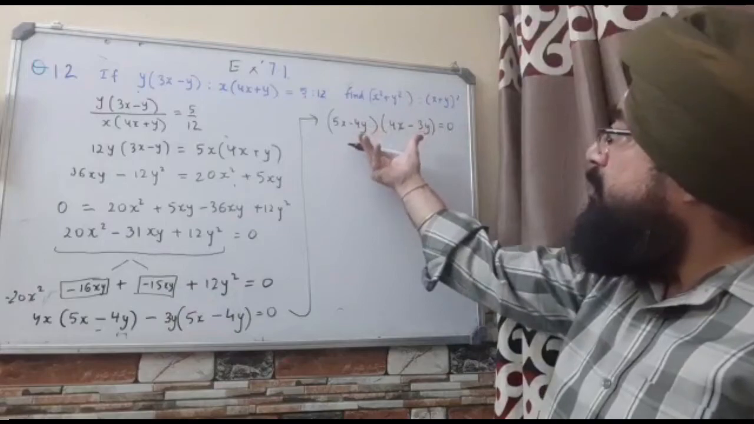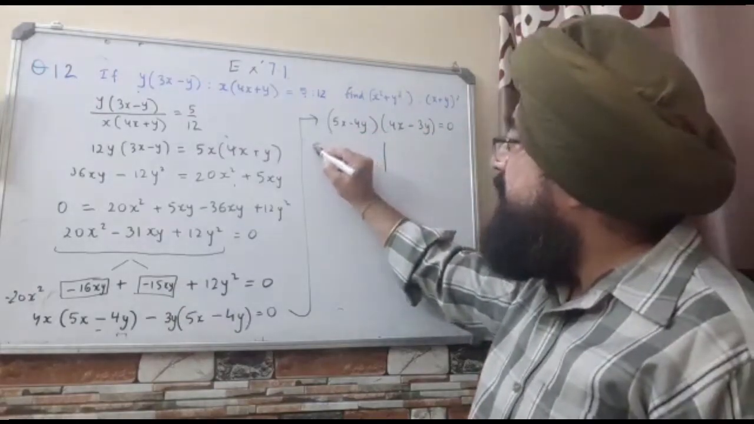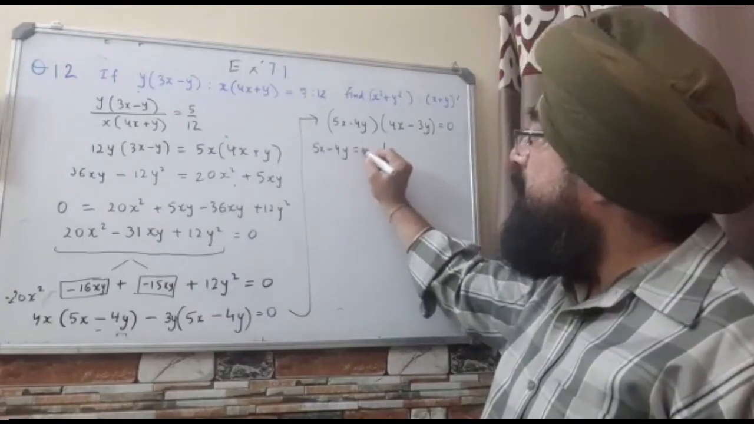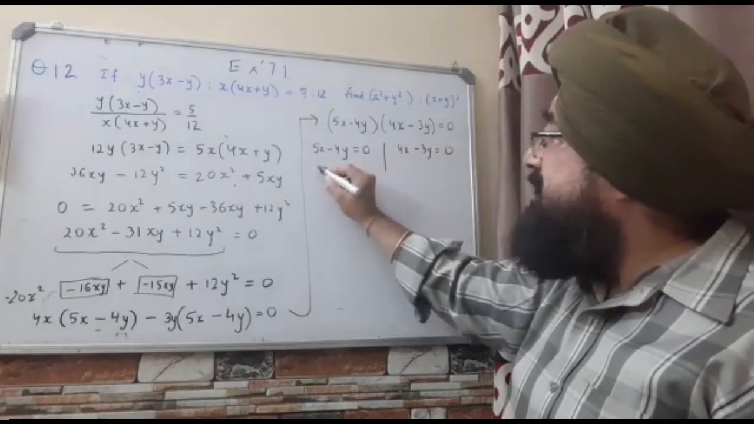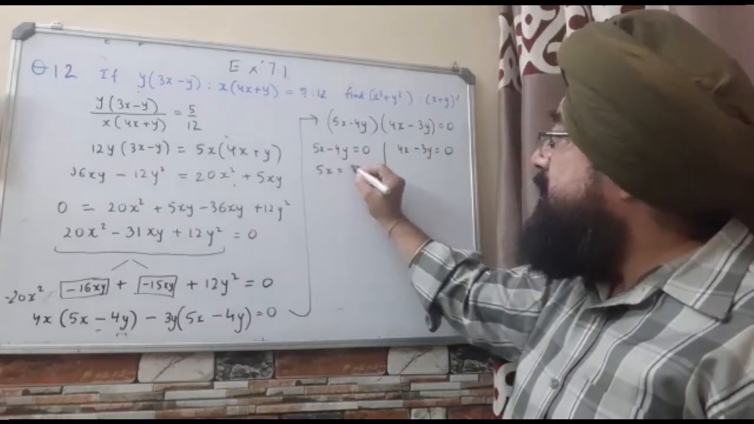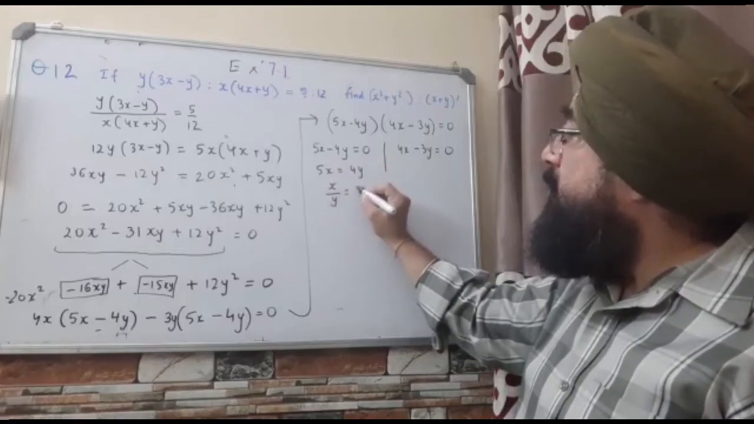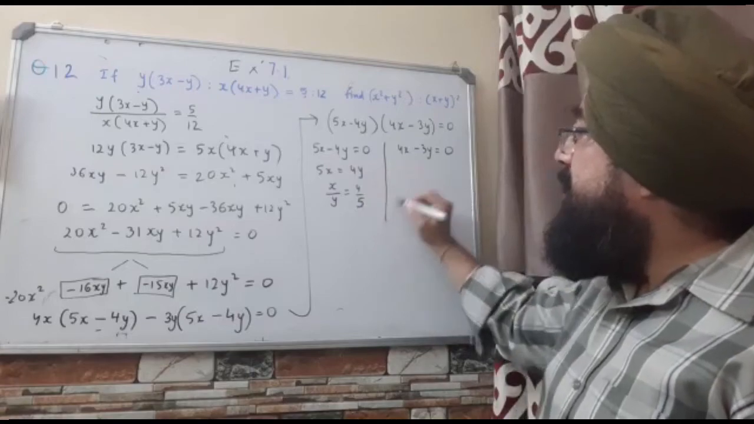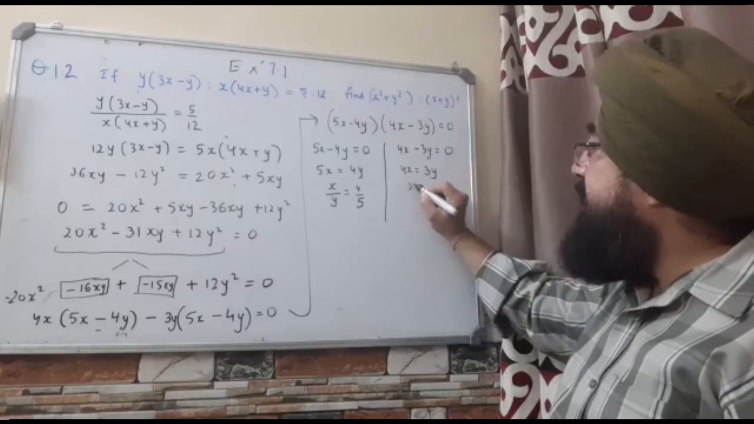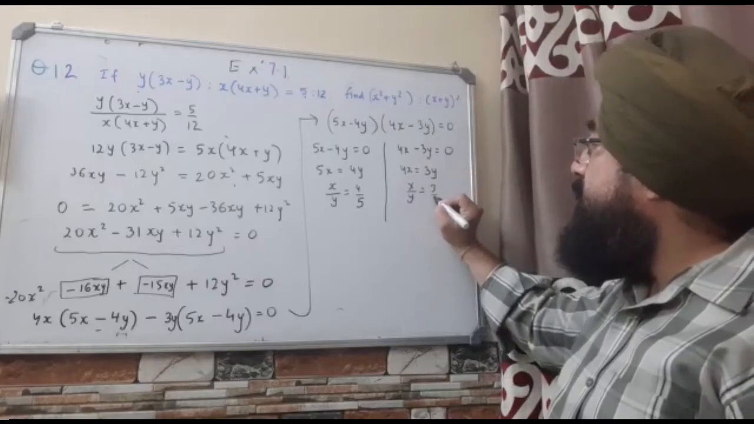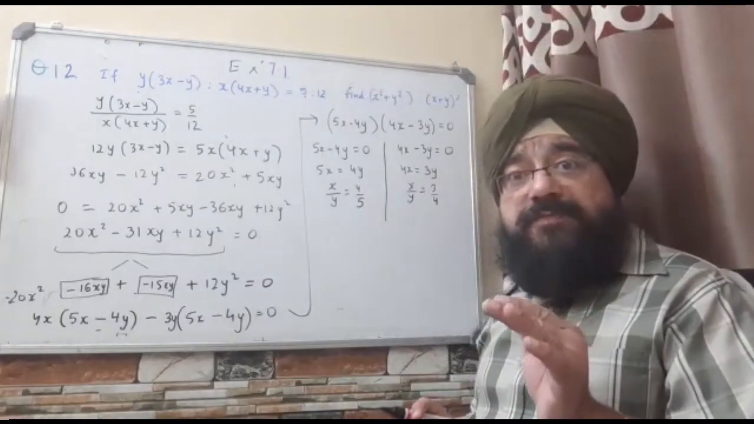When the two factors are equal to 0, by the product rule we have got 5x minus 4y either equal to 0 or 4x minus 3y equal to 0. From this I get 5x equal to 4y, so x upon y is equal to 4 upon 5, or here you have 4x equal to 3y, so x upon y is equal to 3 upon 4. Now see, two possible values of x upon y have come.